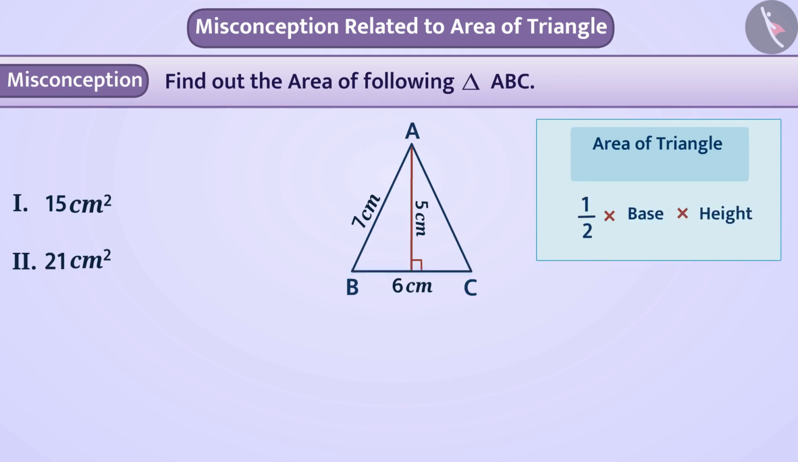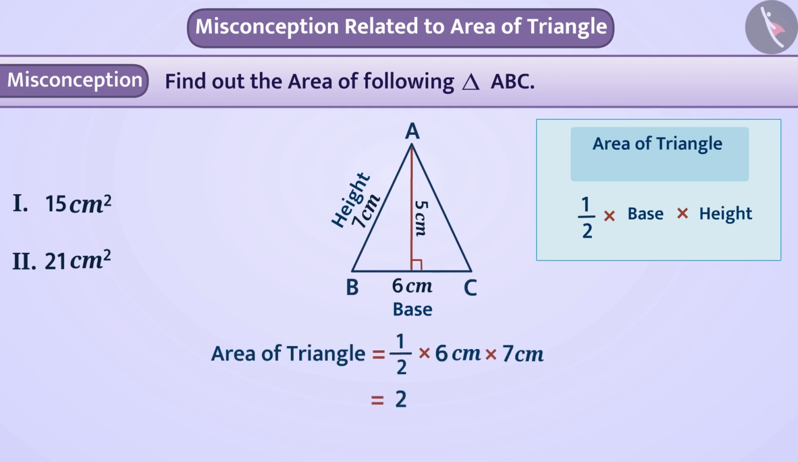Some children consider side BC as base and another side as height of the triangle. Like here, they consider side AB as height, that results in an area of triangle as 21 square centimeter. But it is a misconception. That is, option 2 is the wrong answer.